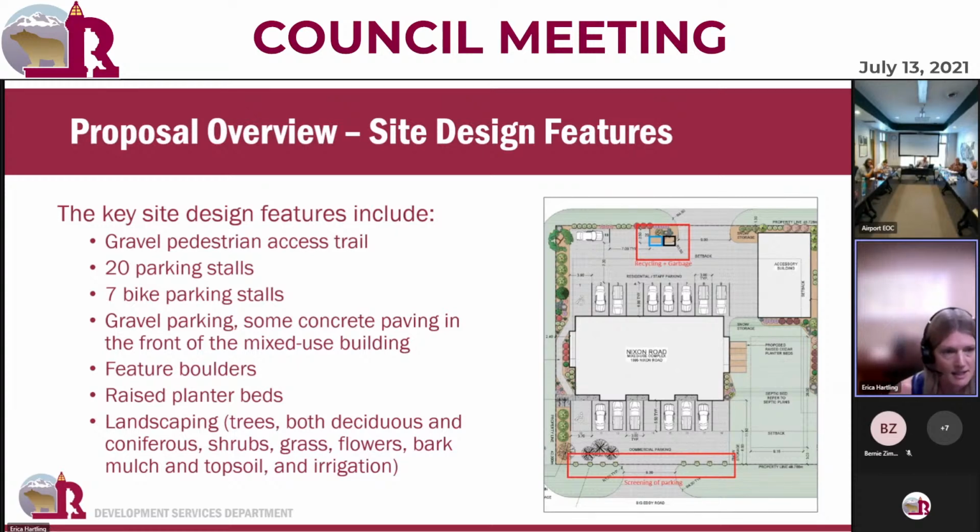So let's go over the key site design features. The applicant has proposed a gravel access trail. You can see here on the screen, the gravel access trail goes between the rear parking, which is for residential and staff parking, and the front parking for the commercial portion of the building on the first floor. They've proposed 20 parking stalls, and illumination must be restricted to the lot. They also have proposed 7 bike parking stalls, which is in the front here. And there is some concrete paving in the front around the mixed-use building, with gravel here. They've also proposed feature boulders, raised planter beds, and then landscaping around the perimeter, in the form of trees, both deciduous and coniferous, shrubs, grass, flowers, and some bark mulch.